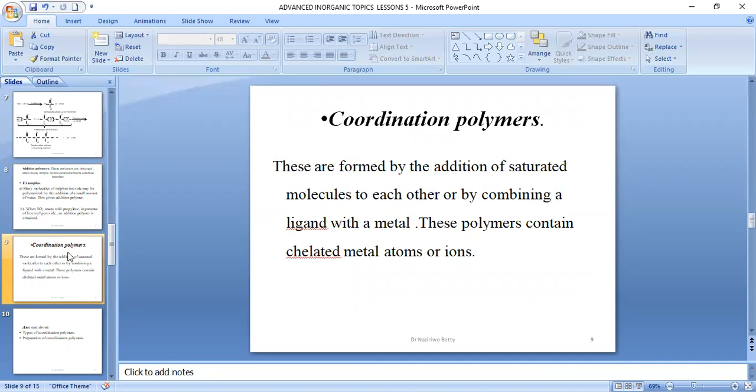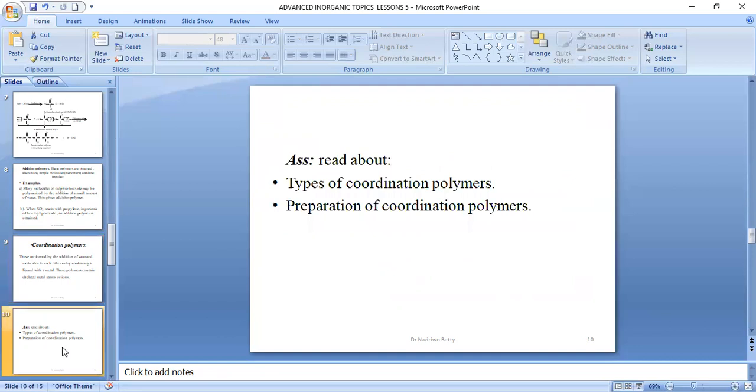Another type under the second classification is the coordination polymer. These are formed by the addition of saturated molecules to each other, or by a combination of ligands with the metal. These polymers contain chelated metal atoms or ions. An assignment I can leave you with: you can read about types of coordination polymers and also look at their preparation.